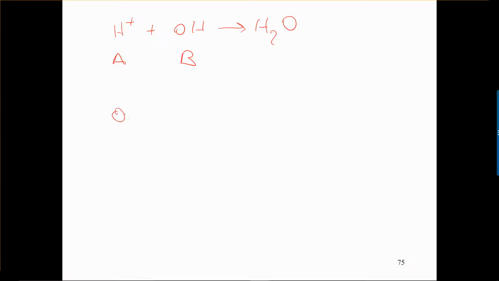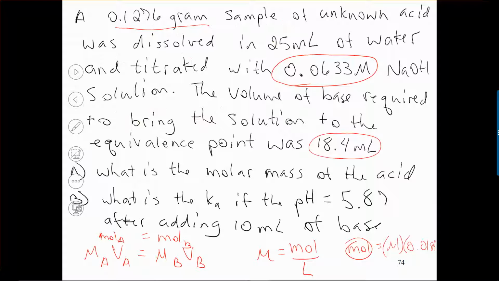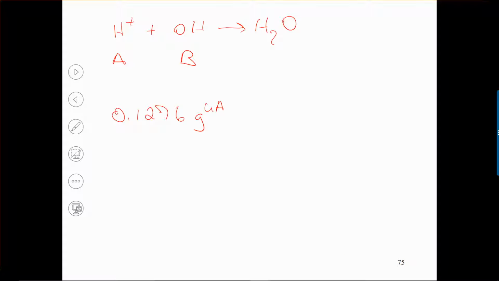So we have 0.1276 grams of unknown acid. Okay. And we have the moles. Did you figure out the moles of the acid? I'm sorry? No, that's probably why I don't have any answer. Okay. So it was something like 0.00. Okay, just 2 zeros.